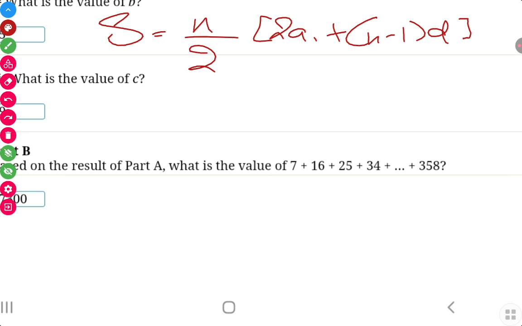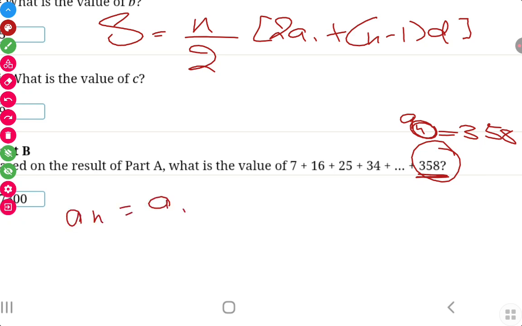We don't know what n is. We don't know how many terms there are. We know what the last term is, it's equal to 358, but we don't know the position of the last term. So to find the number of terms, we use the original equation, an equals a1 plus n minus 1 times d. And then we replace the 358 into an.